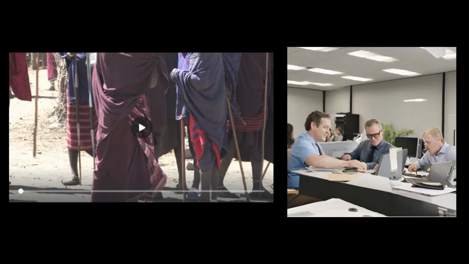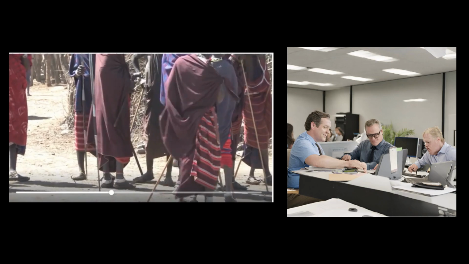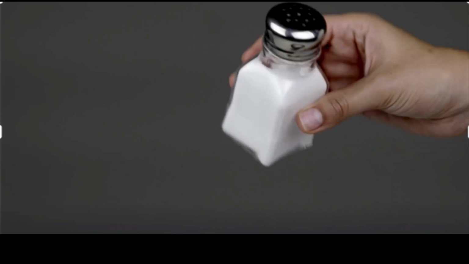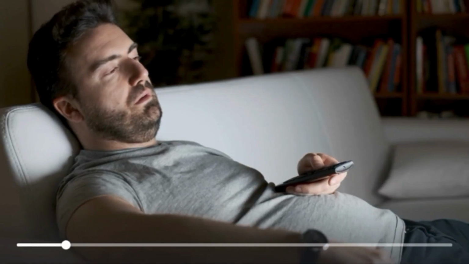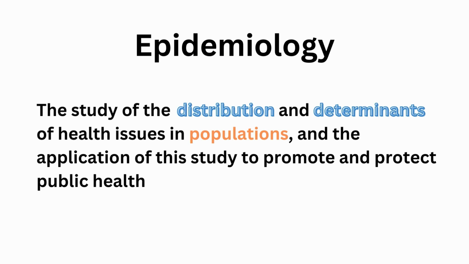That is, what sort of differences are there across the board between Kenyan nomads and London civil servants? For example, the average amount of salt each person in these societies consumes, or the average amount of exercise they get. This brings us to the definition of epidemiology we will use for this class. Epidemiology is the study of the distribution and determinants of health issues in populations and the application of this study to promote and protect public health.